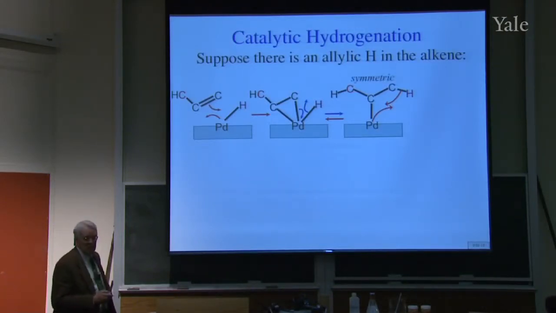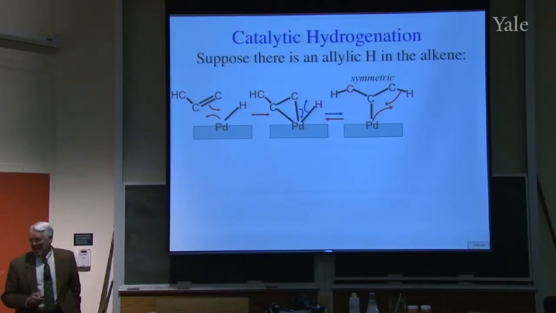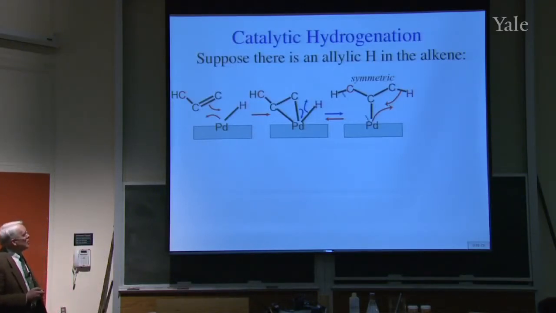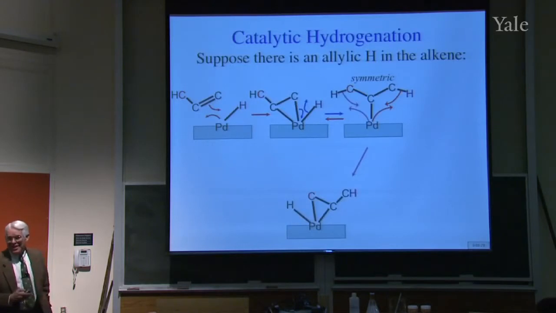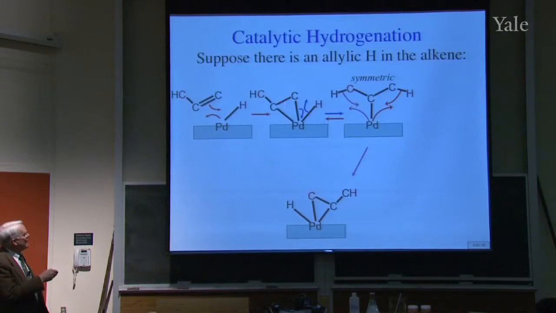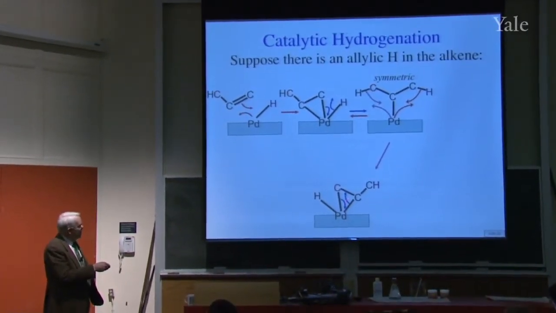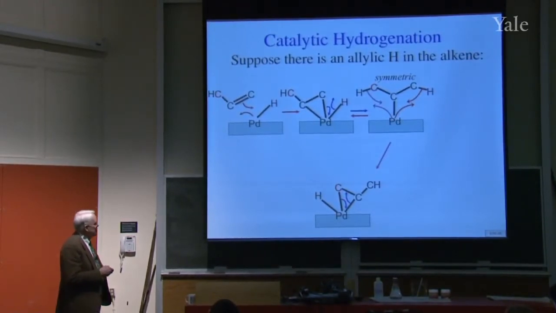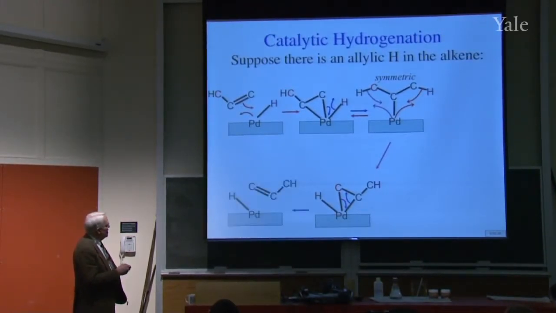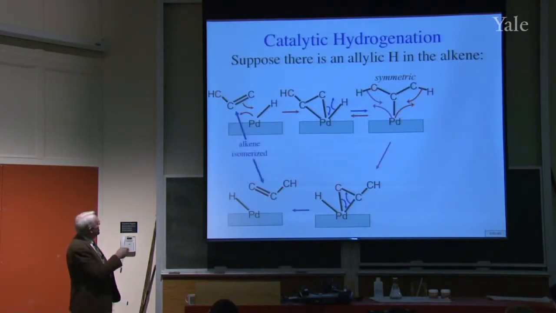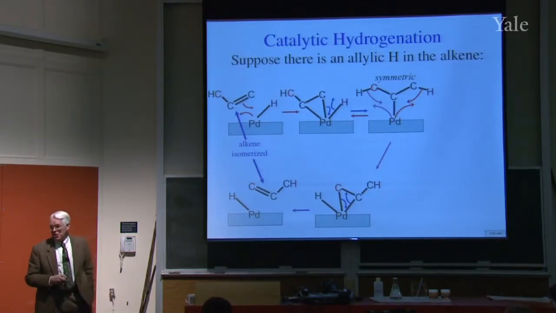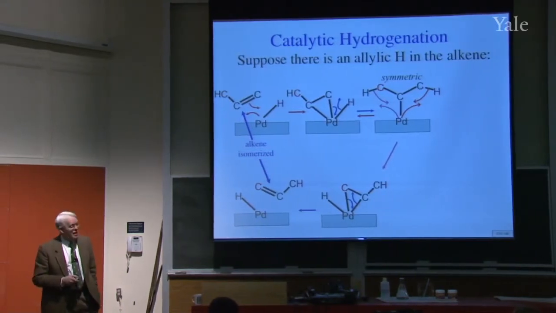Aha, that compound is symmetric if you have an allylic hydrogen, right? So it could unzip that way too, okay? And now instead of going back to this, you go back to this, right? And if that does the reductive elimination, you come back here. And now you'll notice that has isomerized the alkene, right? The double bond moved next door, okay?